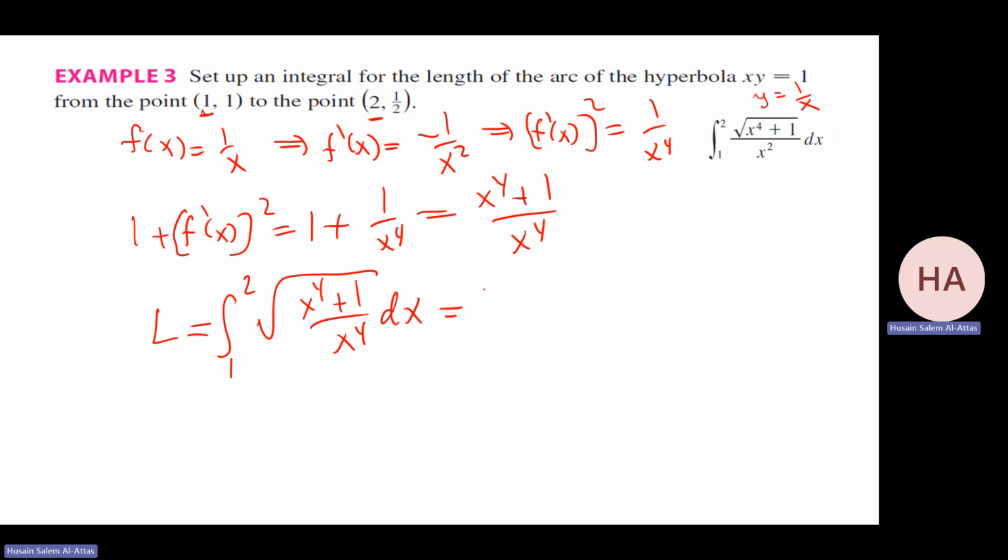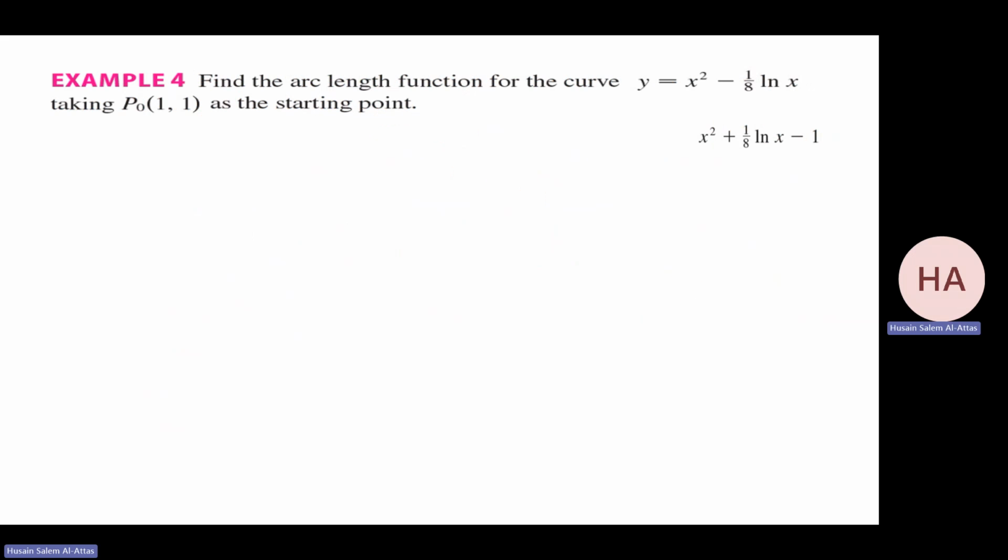Everything is positive, so I can distribute the square root. They have x squared dx. So that's the integral. I set that there. Find the arc length of this. Yeah, now it says calculation.